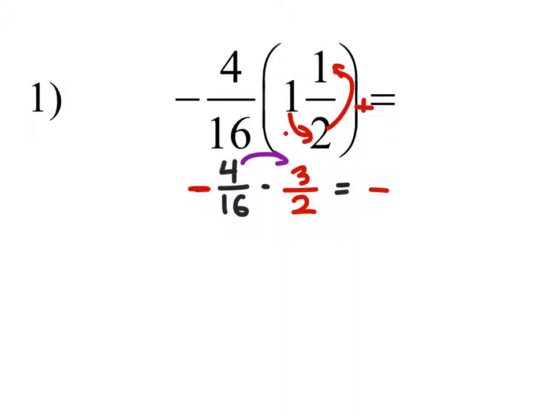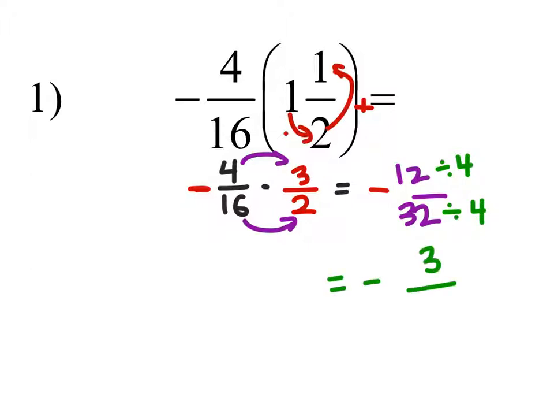So 4 times 3 is 12, and 16 times 2 is 32. Now we may notice that these two numbers, the numerator and denominator, are both even. So we could divide by 2, but if we look a little further, we can see that both of these are divisible by 4. So this ends up being a negative. 12 divided by 4 is 3. 32 divided by 4 is 8. And that would be our answer for this one.